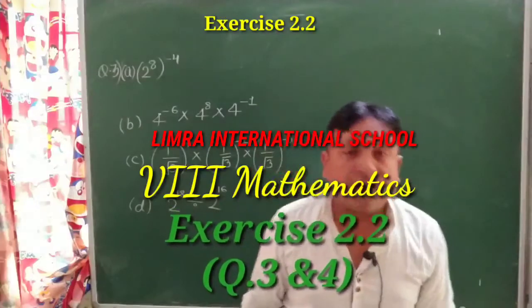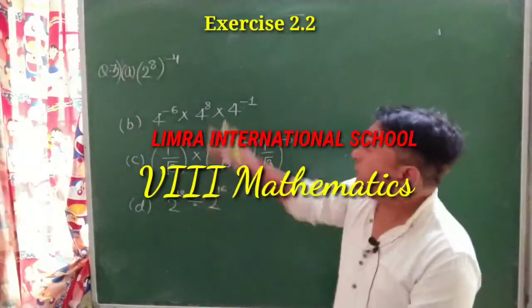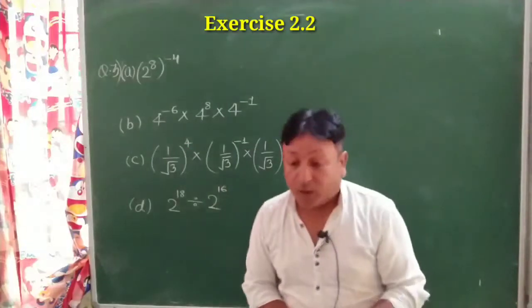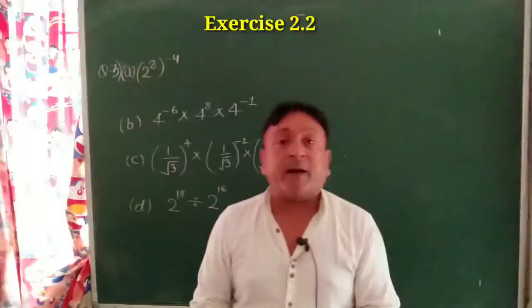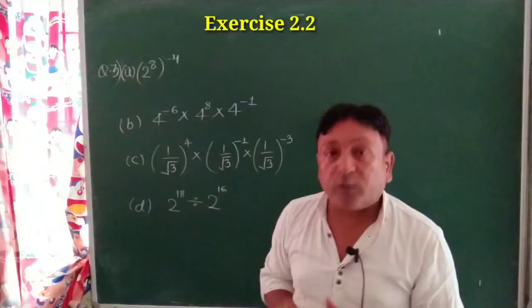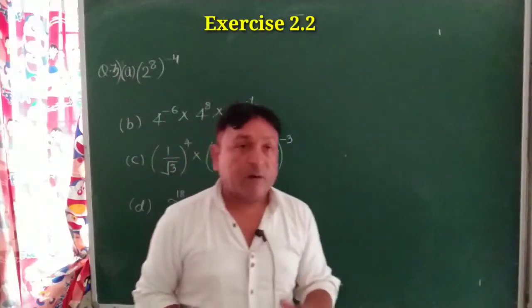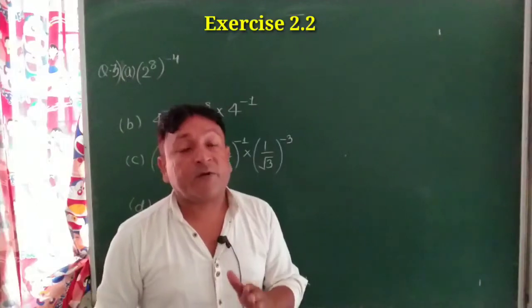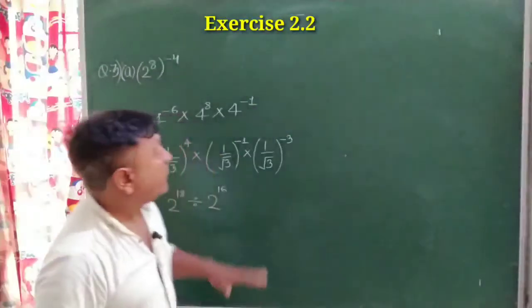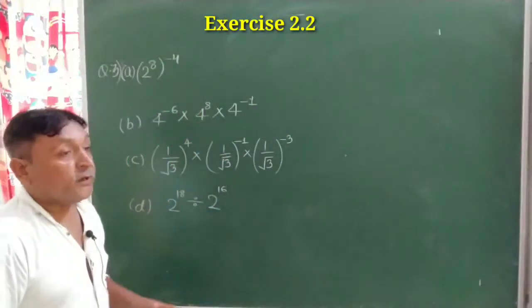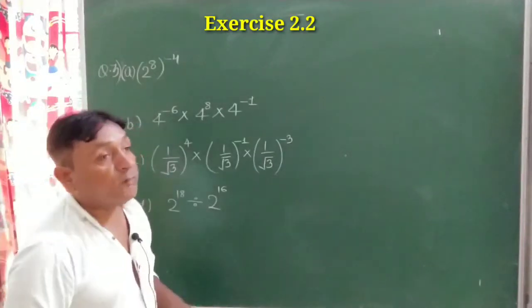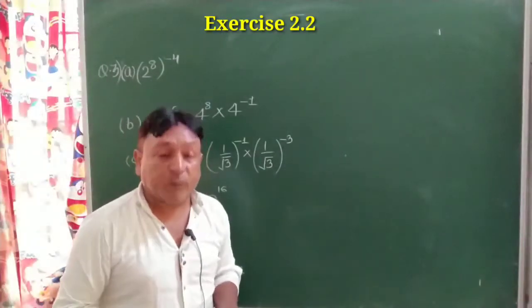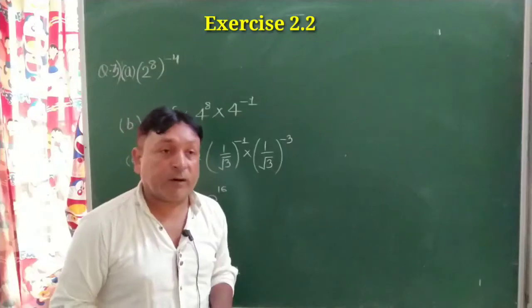Good morning students, class 8, and today we are going to do question number 3 of exercise 2.2. Question number 1 and question number 2 we had already done. In question number 3 there are 5 parts, and we have to simplify them and write the answer in the exponential form. In the simplification of this question we have to use the laws of exponents. Yesterday I had explained to you about the laws of exponents, okay?